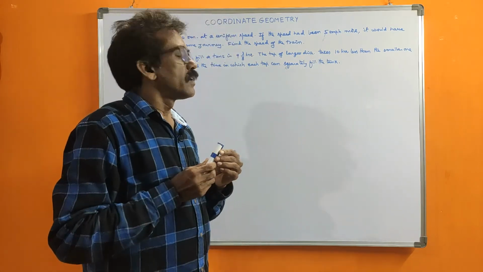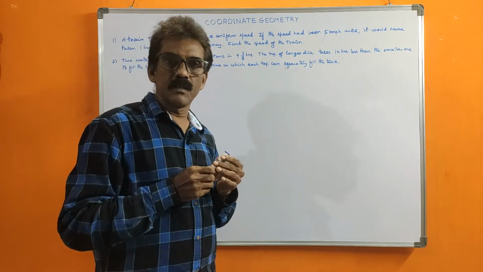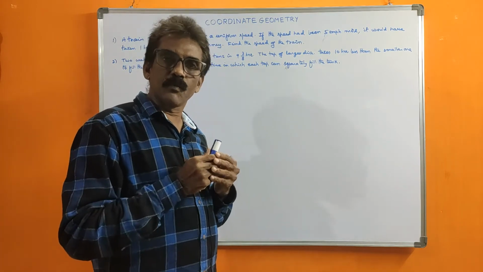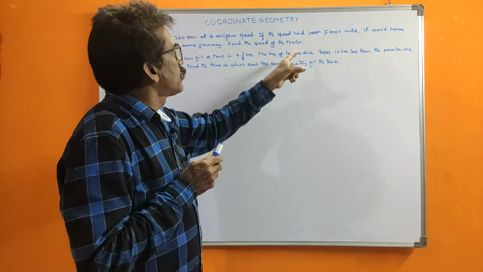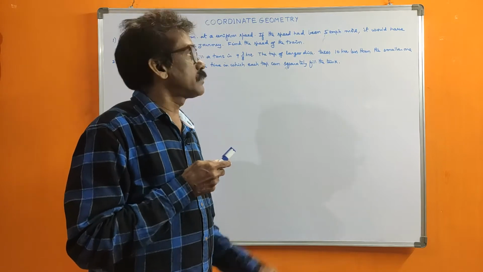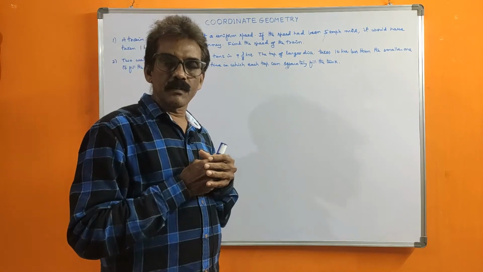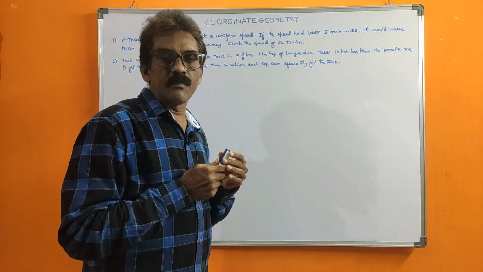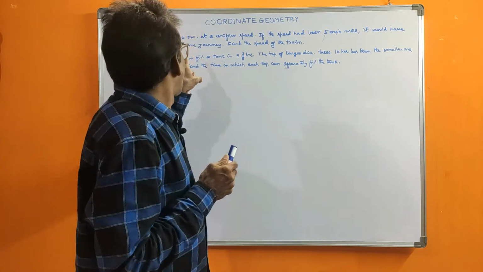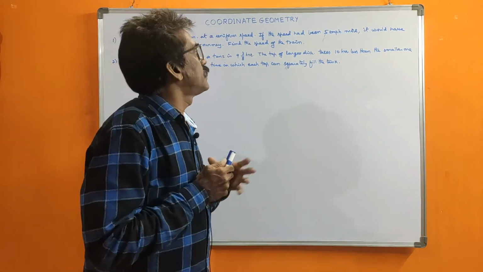That means one train is traveling. It traveled 360 kilometers with a certain speed. That means it will take some time, suppose T1 hours. Next, the speed is increased by 5 kmph. Suppose the first speed is x kmph, now it is x plus 5 kmph. With that speed, again he travelled 360 kilometers. This time also the time taken is some value, but this time is less than the previous time. How much? 1 hour less.